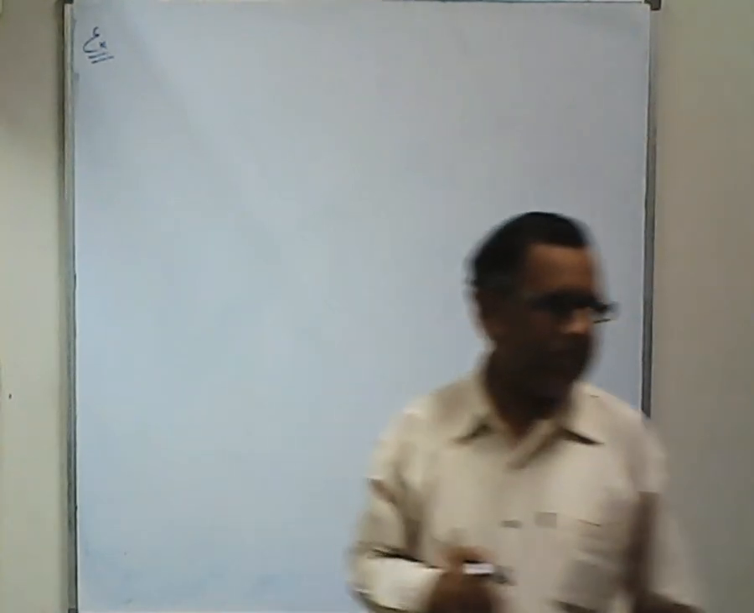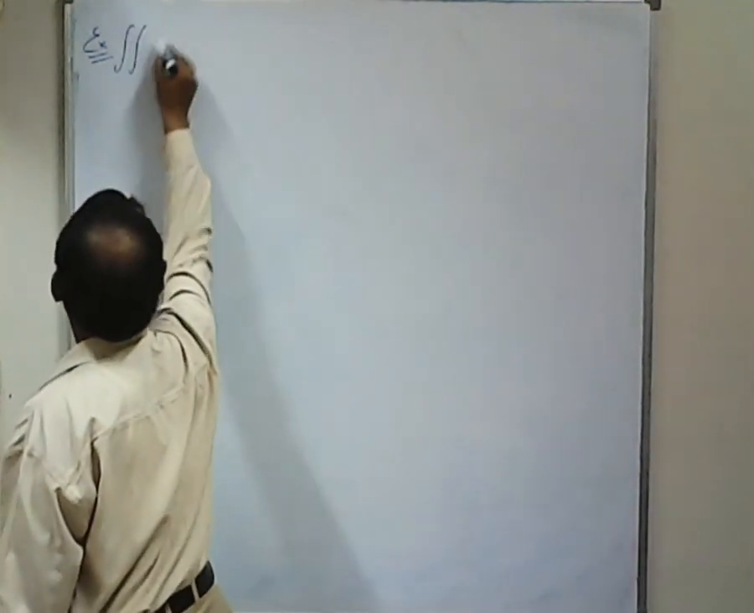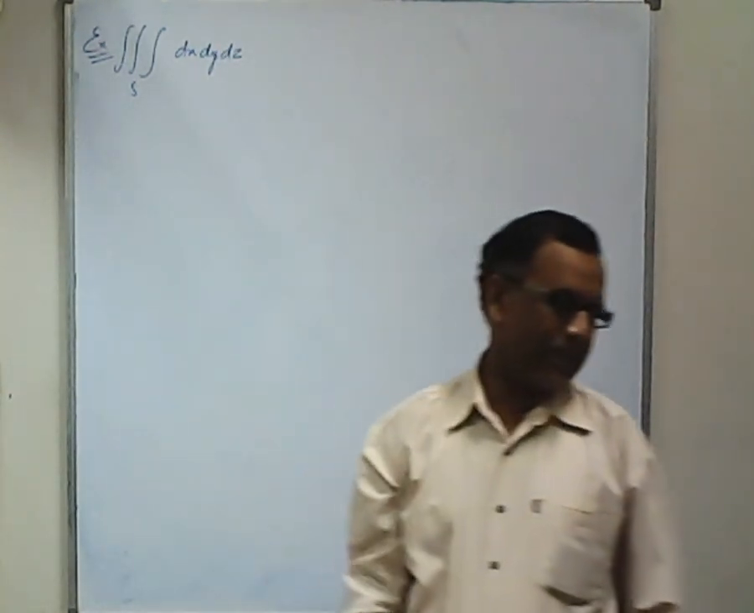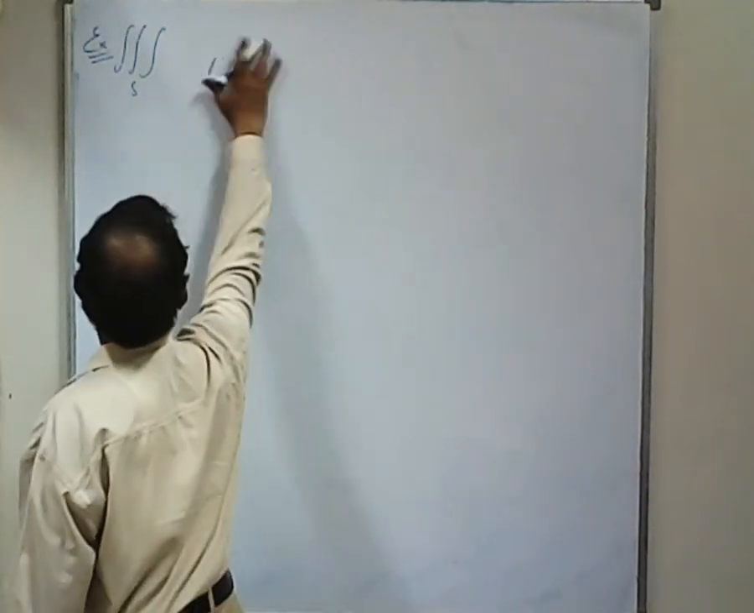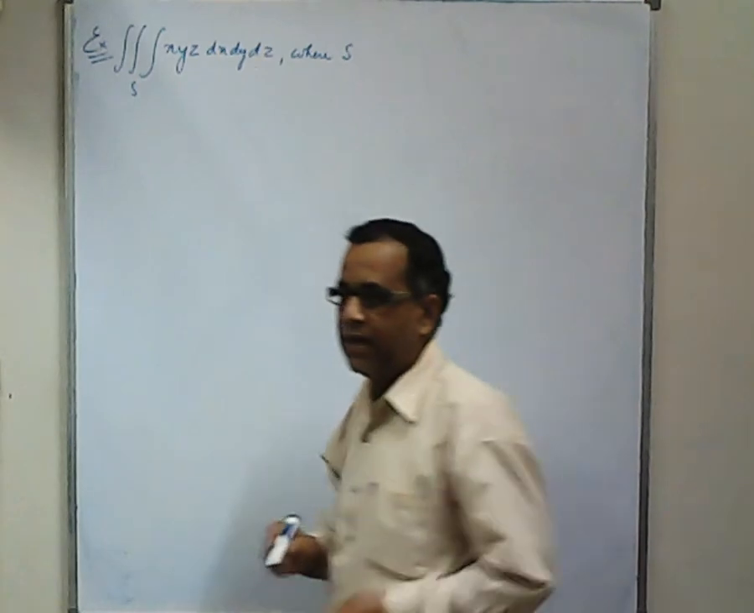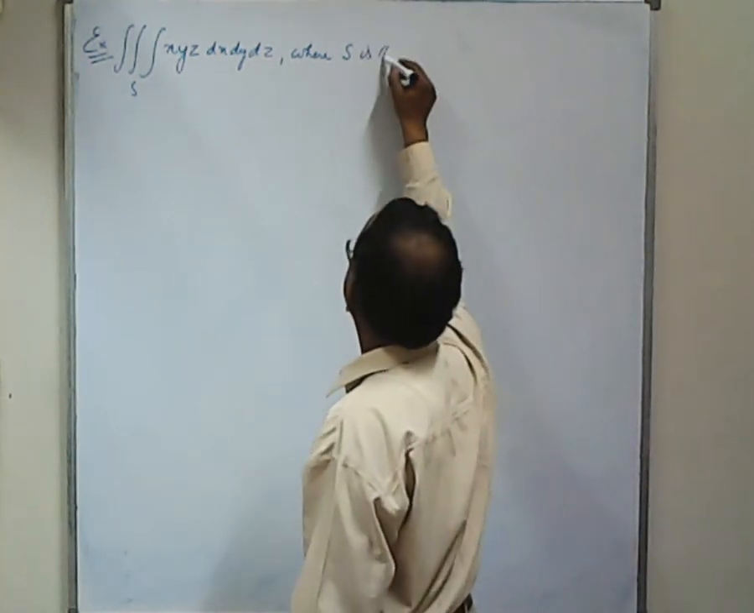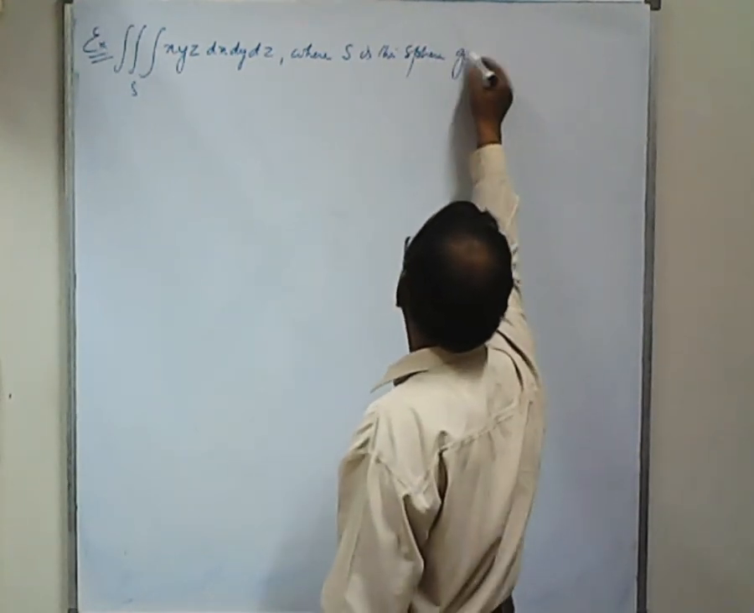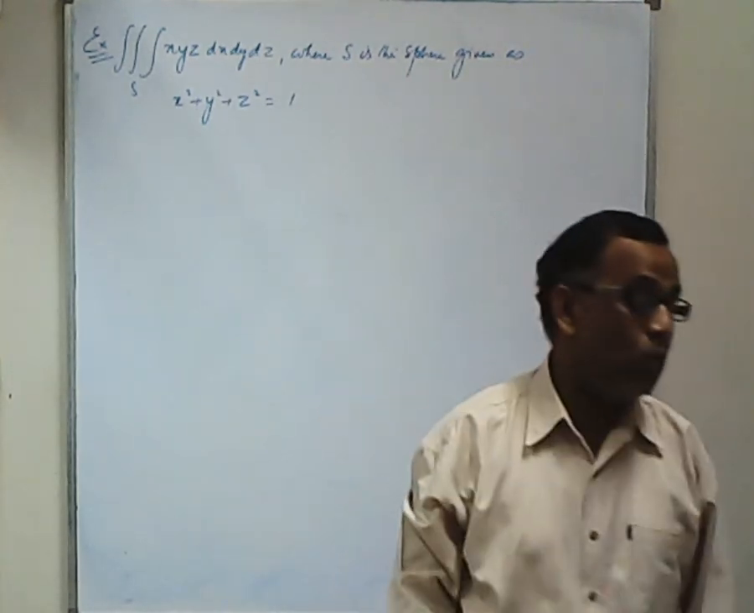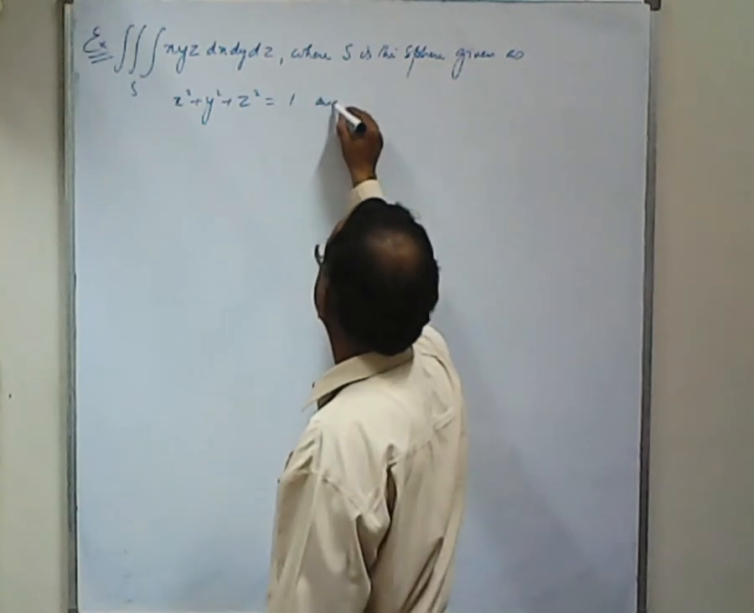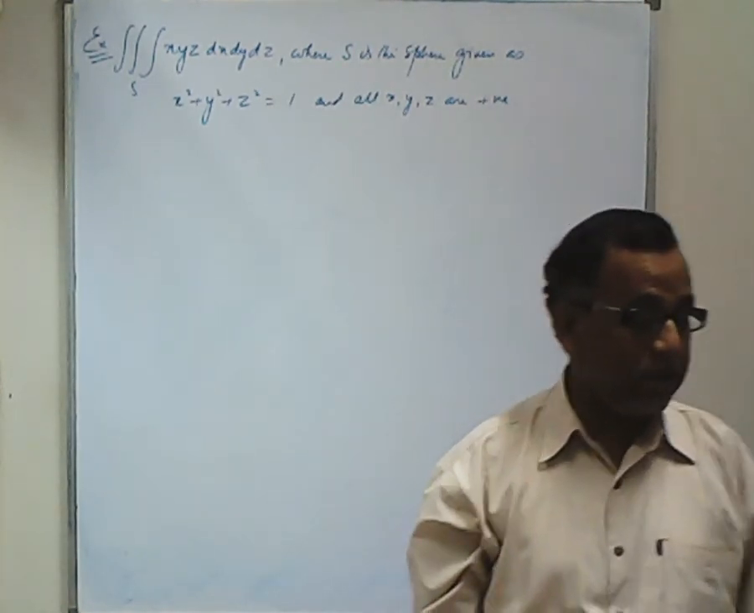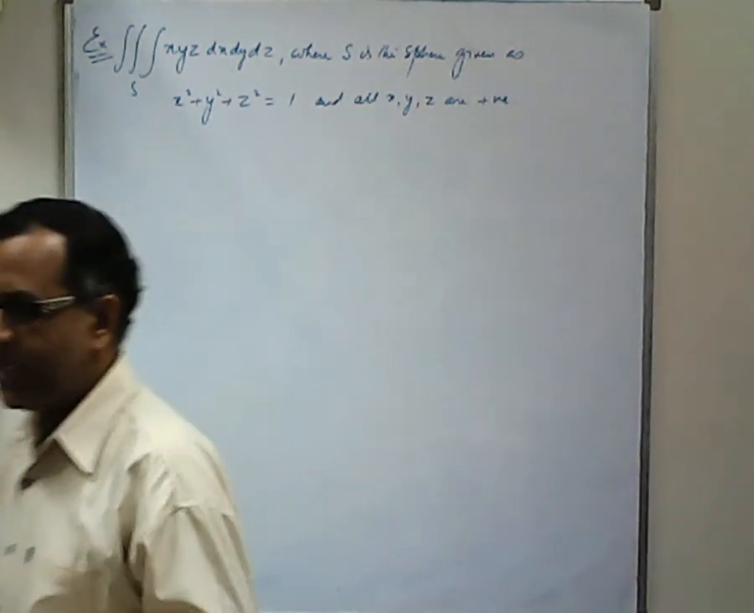The first example is: evaluate the triple integral over S of xyz dx dy dz, where S is the sphere given as x square plus y square plus z square equal to 1, and all of x, y, z are positive. So this is the statement given to us.